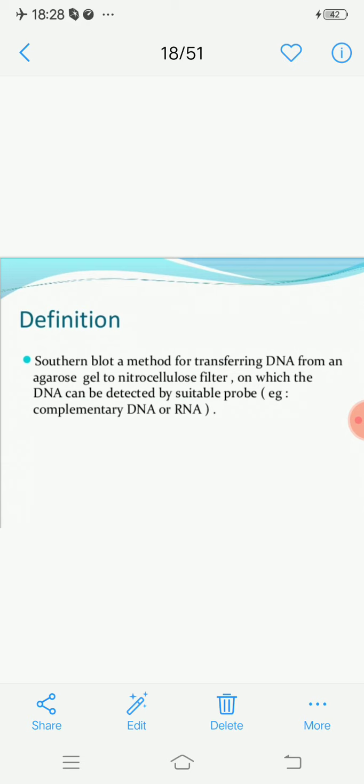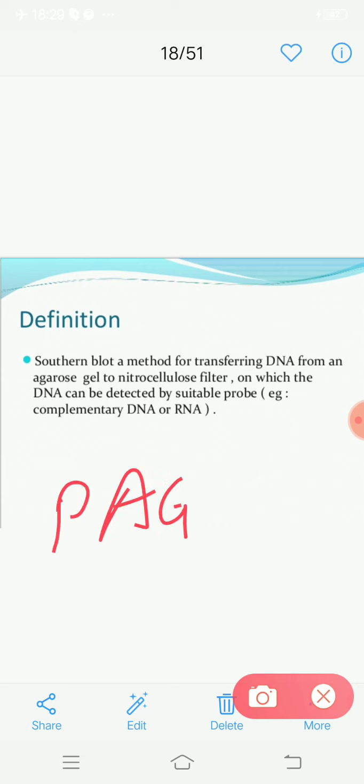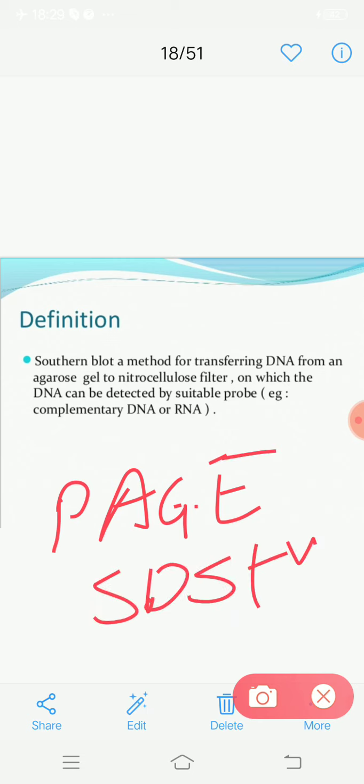The same thing, the definition of this blotting, is given here. So Southern blot is a method of transferring the DNA from the agarose gel, and rather than agarose gel you can use different types of gel also, like polyacrylamide gel, and SDS plus urea.